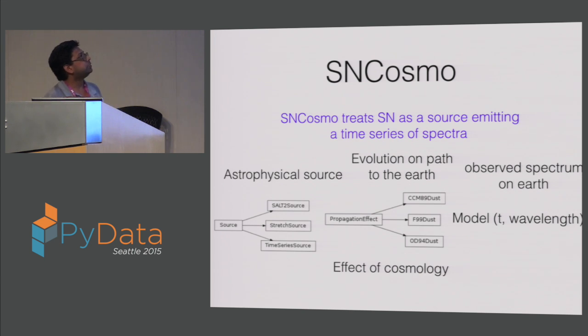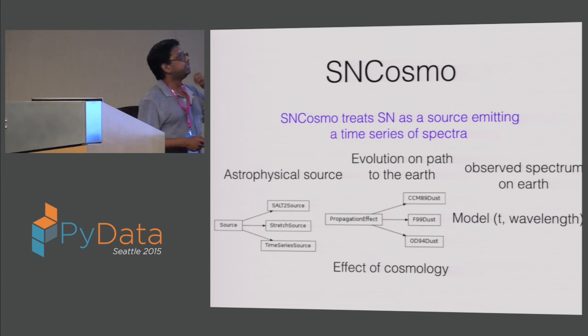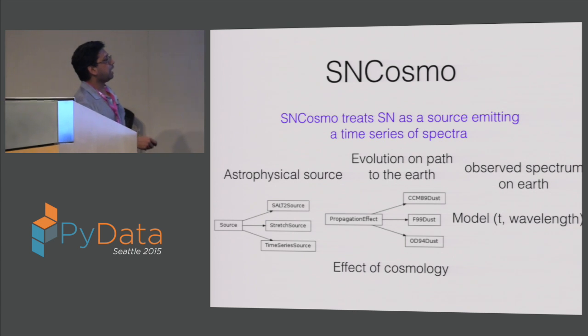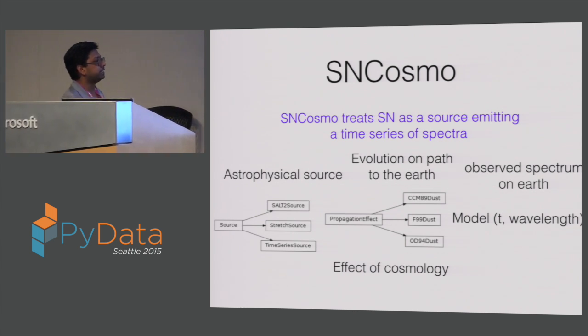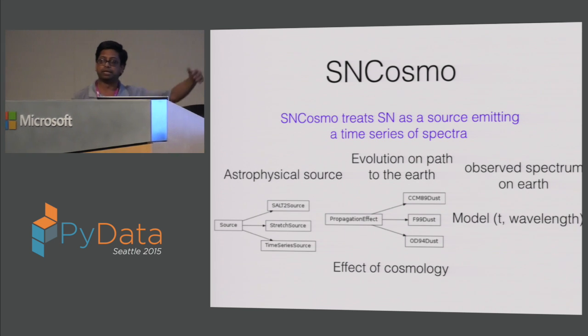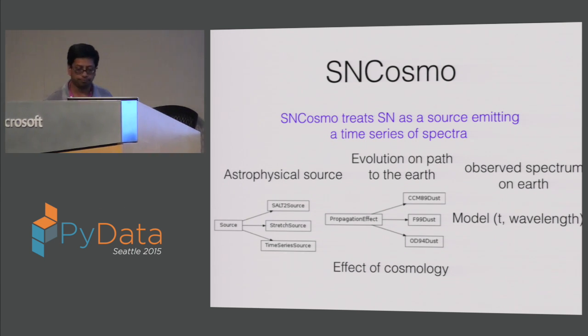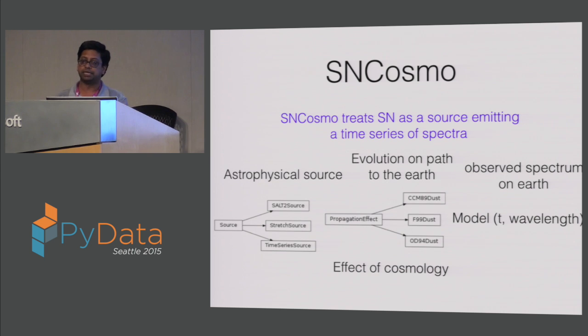A bit about the architecture. This treats the supernova as a source emitting a time series spectrum at its location. And so that's the astrophysical source. The most basic one is a time series source. You can take that class and define how you want the spectrum to evolve through a series of files where you define times and the spectra at those times, and it'll interpolate.